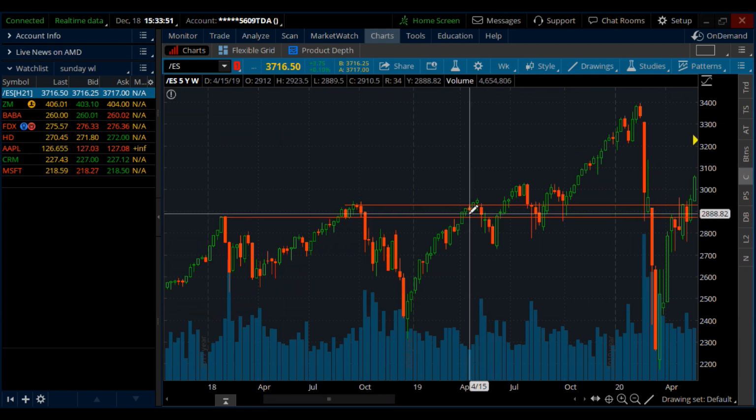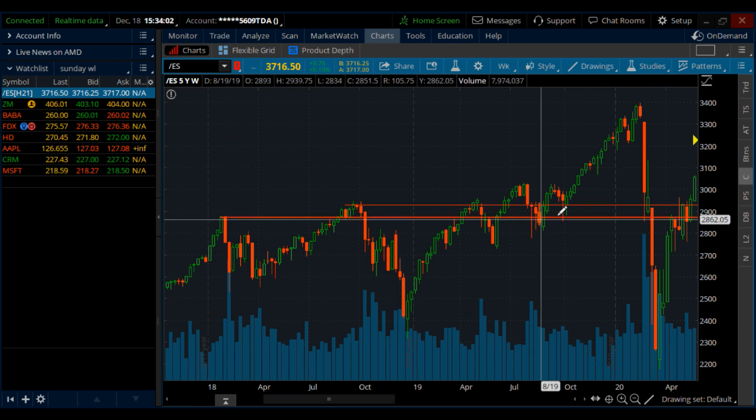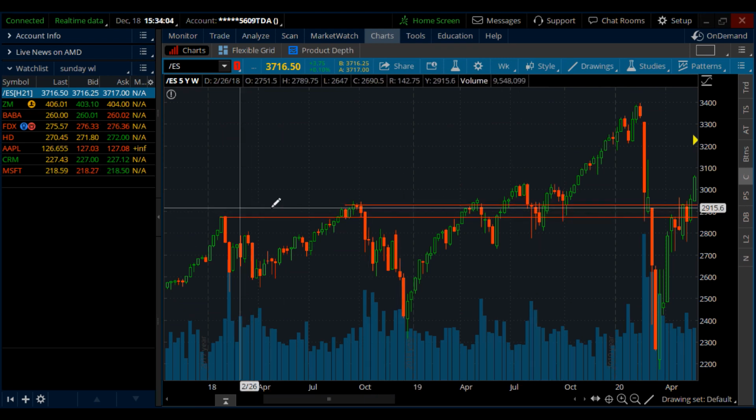Now here we have a little more structure. Hey guys. Hey, what's up? Thanks for joining. So here we have a little structure in the trade.